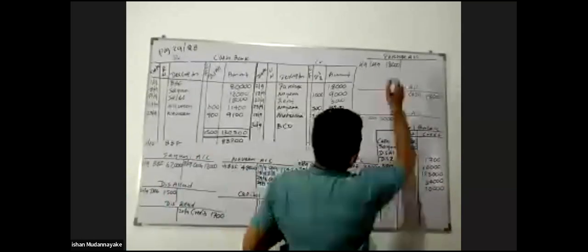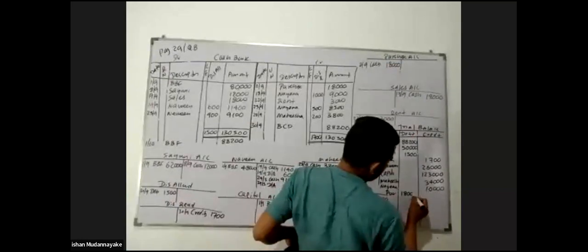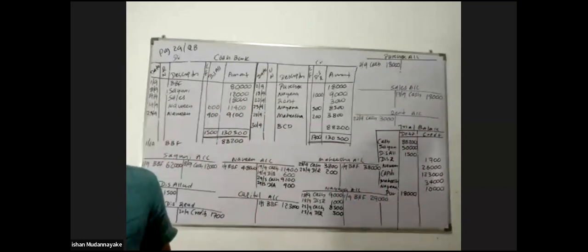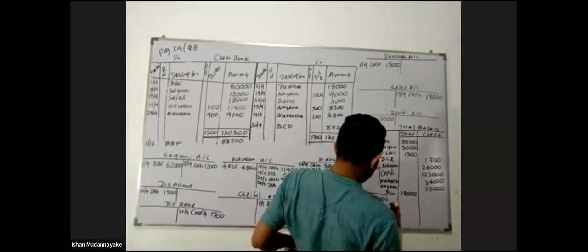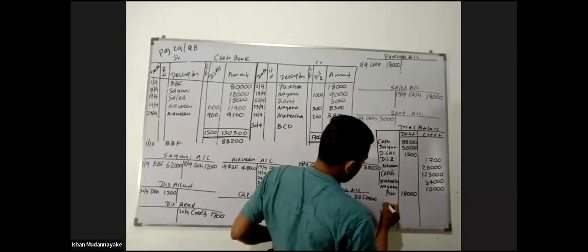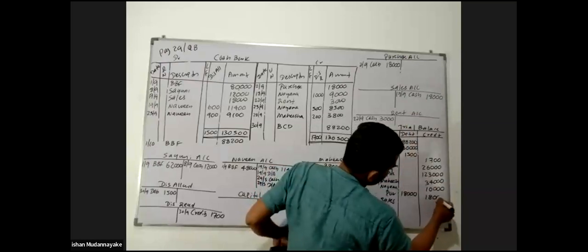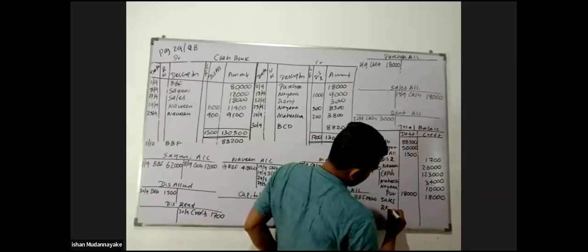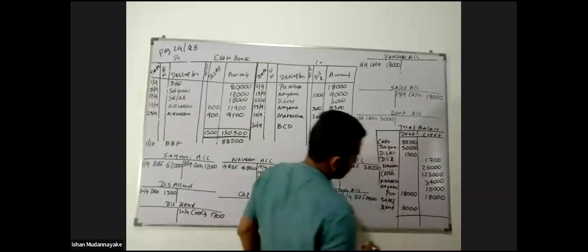Purchase account 80,000, debit side. Please check your answer. Last year I informed you to do this question; you need to check your answer. Sales 80,000 minus 20,000, sales 18,000, credit side. And then rent expense 3,000. Right, the balances should be equal.